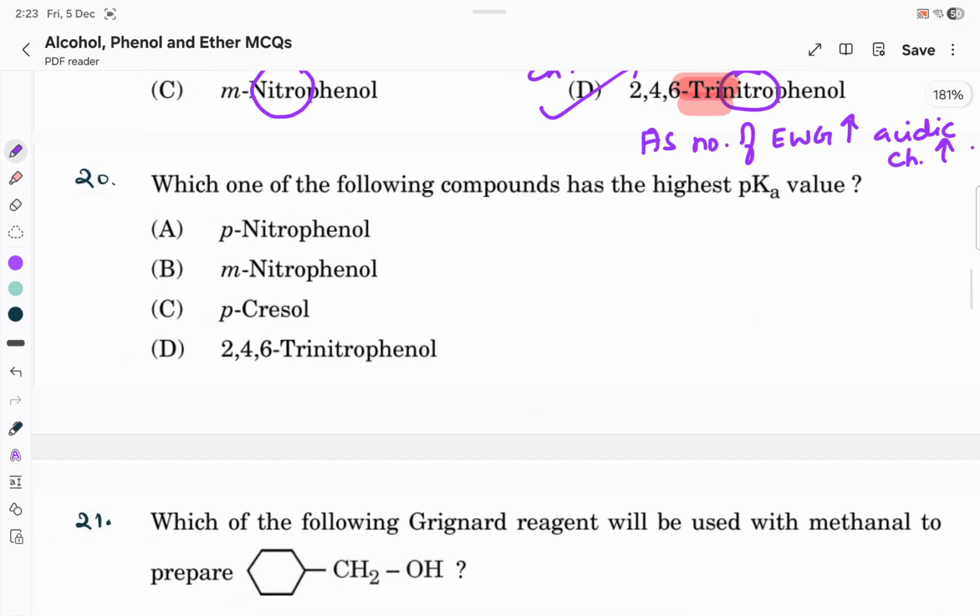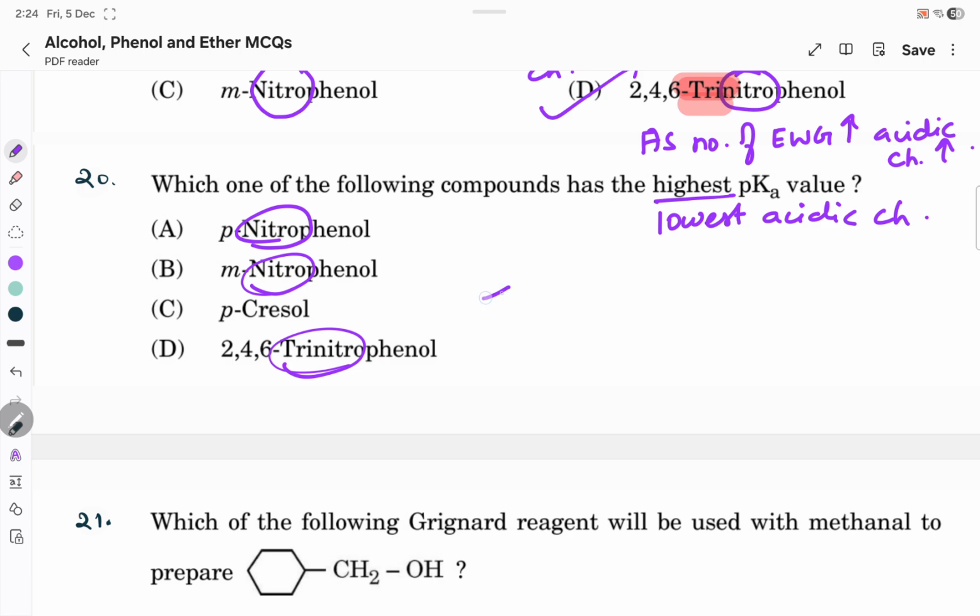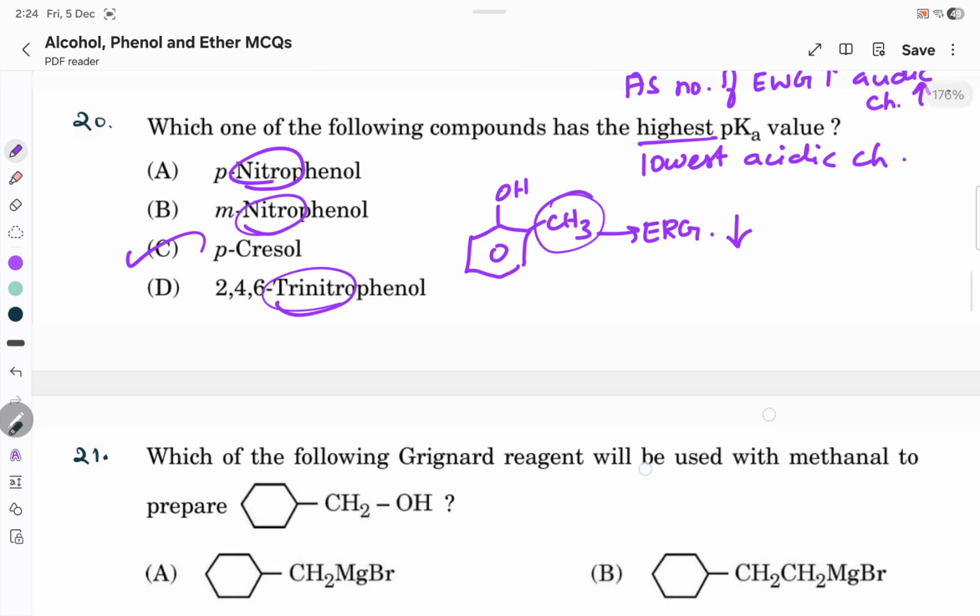Next question, which one of the following compounds has the highest pKa, meaning lowest acidic character? Now this is nitro, this is nitro, this is also nitro. Obviously all three will have the highest acidic character. Now cresol is having CH3, which is an electron releasing group. Obviously this will have the lowest acidic character. Option C is the correct answer.